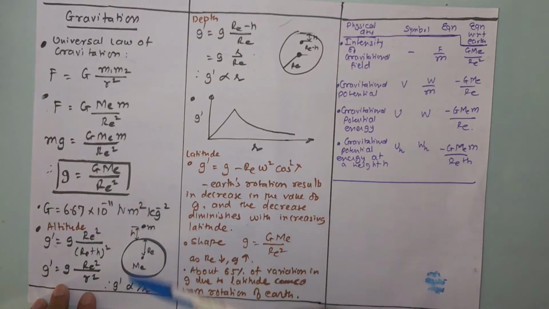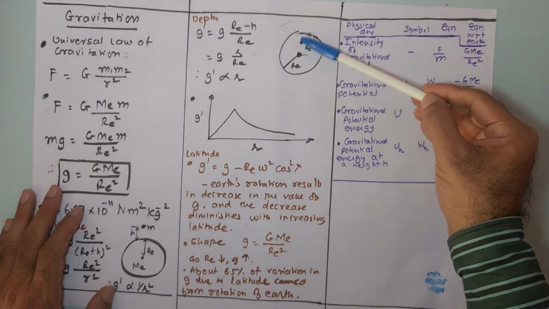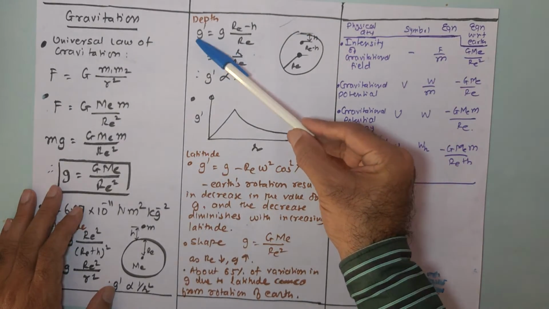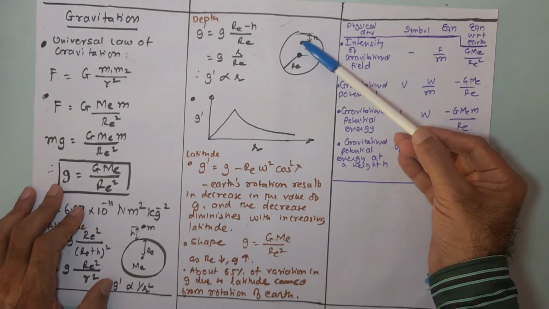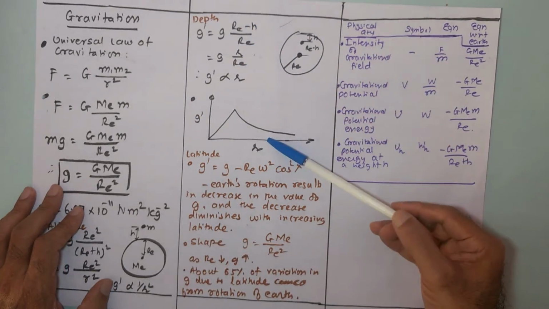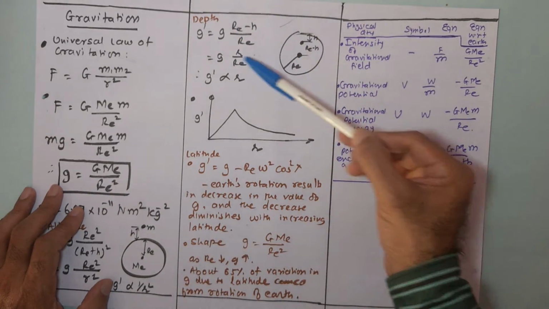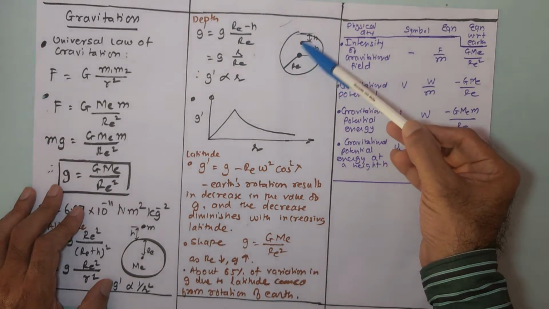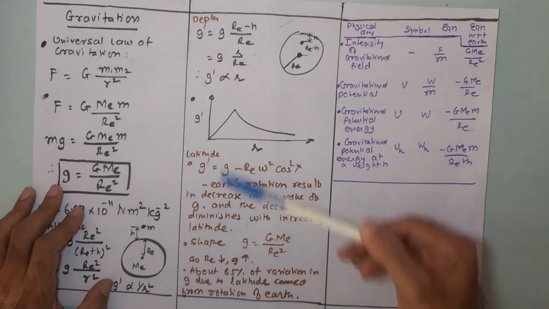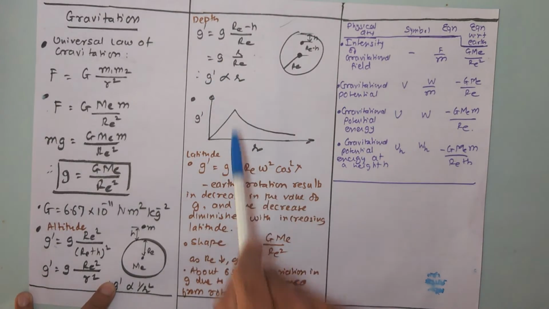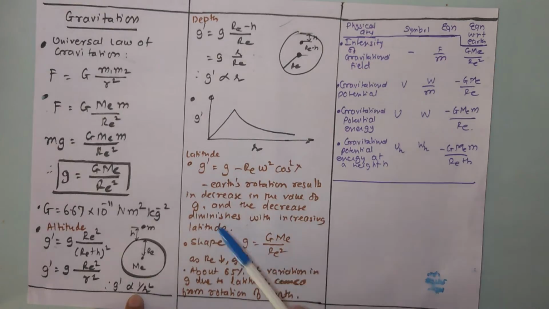When an object is at a depth h, so the object is inside the Earth at a depth h, then we get this equation for the acceleration due to gravity at depth h: Re minus h upon Re. In this case, small r is Re minus h, because we are looking at small r as the distance from the center of the Earth. So if you look at these two equations, here g dash is proportional to 1 upon r square, whereas here g is proportional to small r. Mind you, small r is not the radius of the Earth. It is the distance from the center of the Earth.